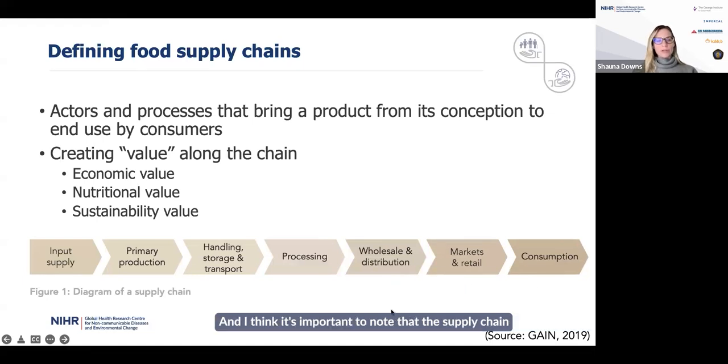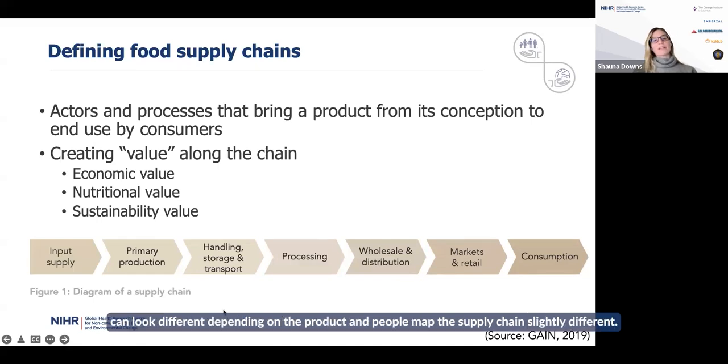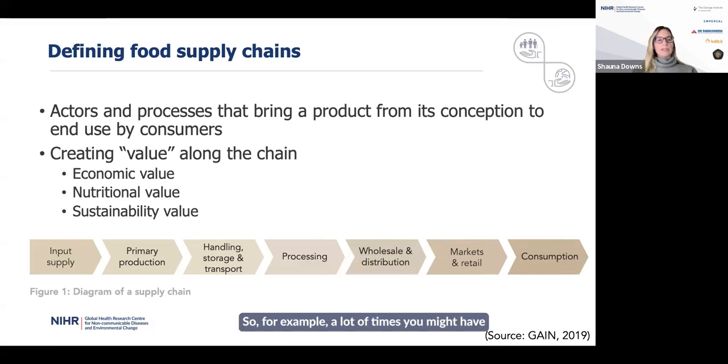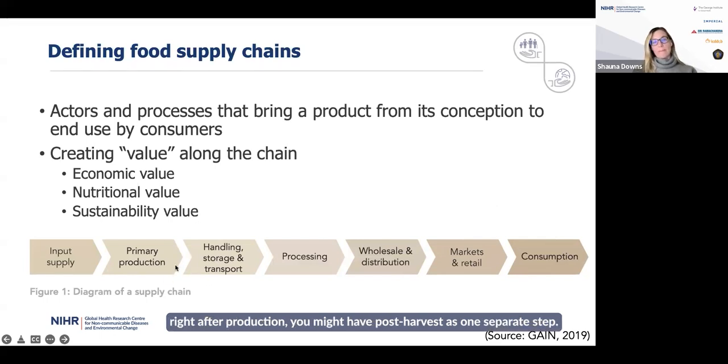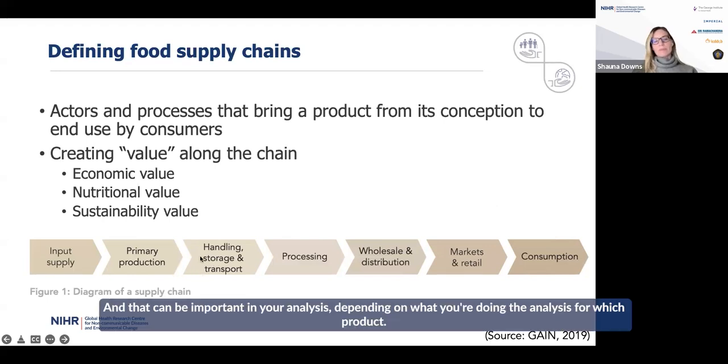And I think it's important to note that the supply chain can look different depending on the product, and people map the supply chain slightly differently. So, for example, a lot of times right after production, you might have post-harvest as one separate step. And that can be important in your analysis, depending on what you're doing the analysis for, which product.